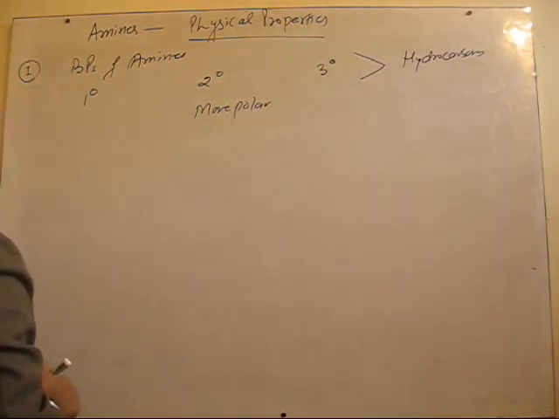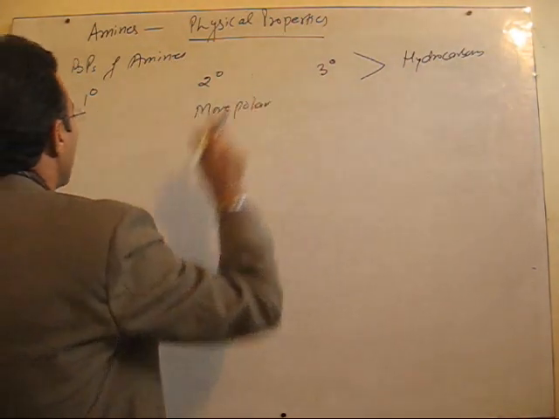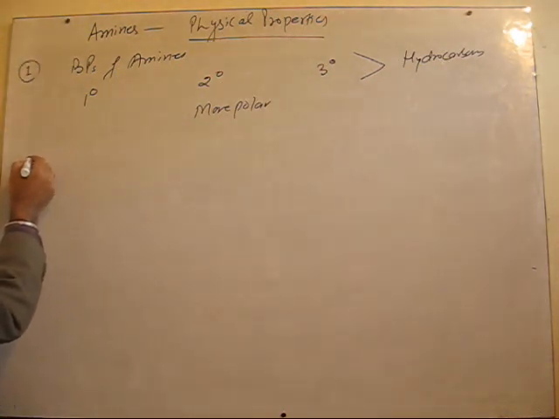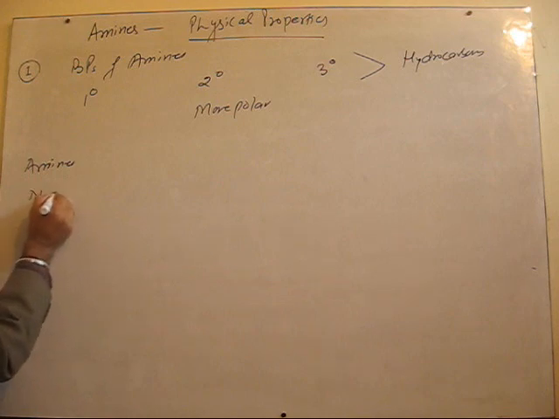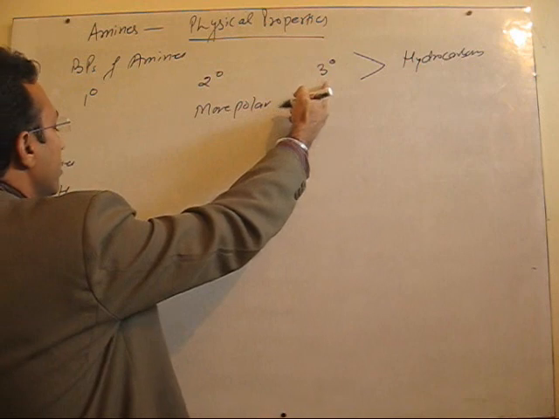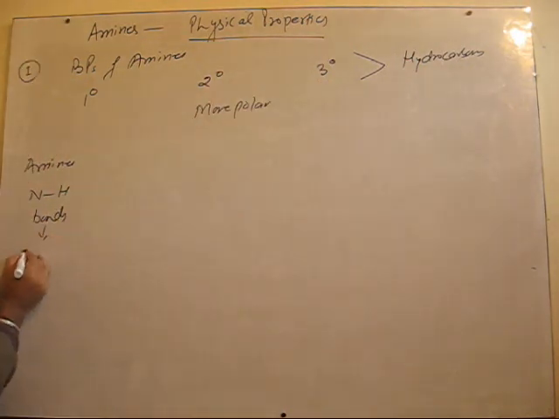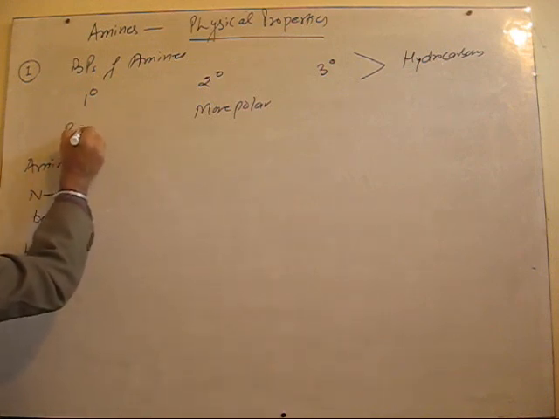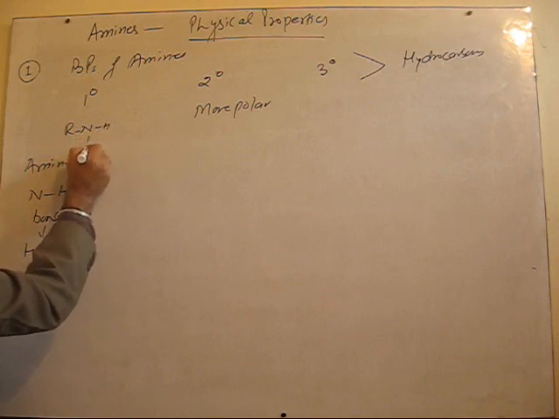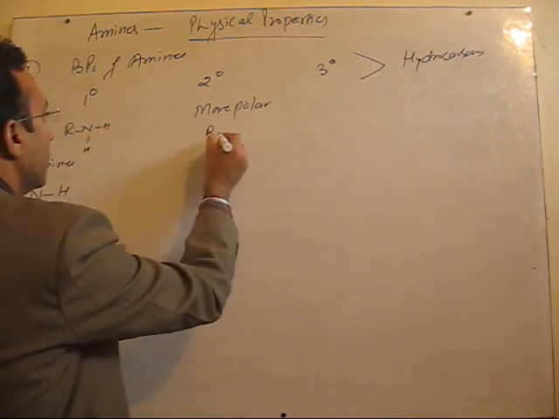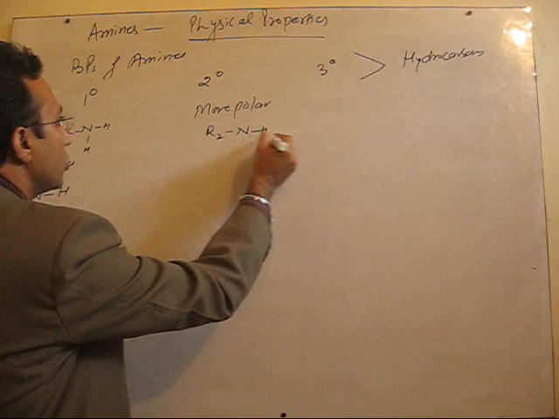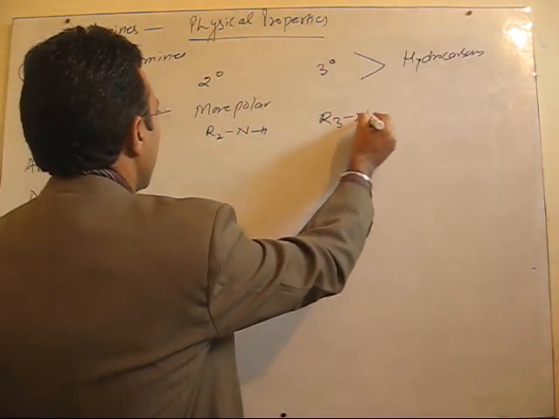Now let's see the comparison among primary, secondary and tertiary amines. In amines we have N-H bonds, though we do not have N-H bonds in tertiary. Due to the presence of N-H bonds, they develop hydrogen bonding among their molecules. So we see in primary, generally represented by RNH2, secondary R2NH and tertiary R3N.